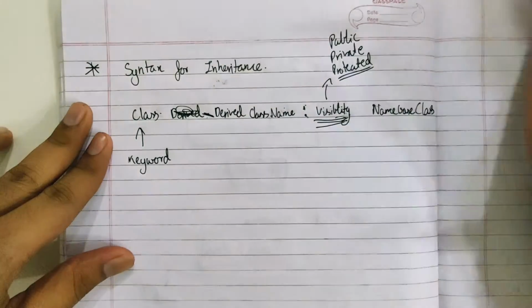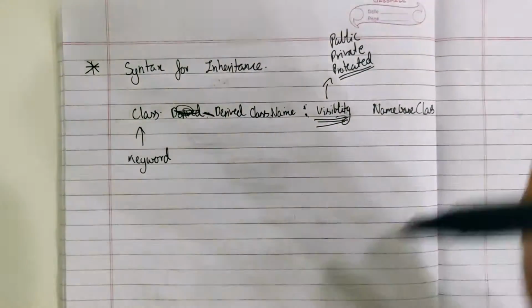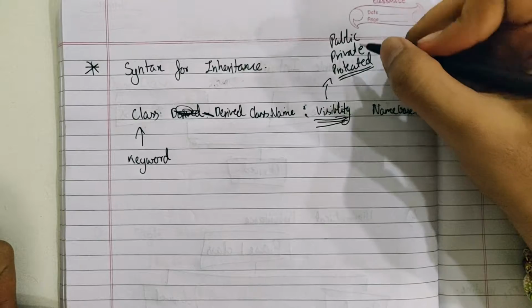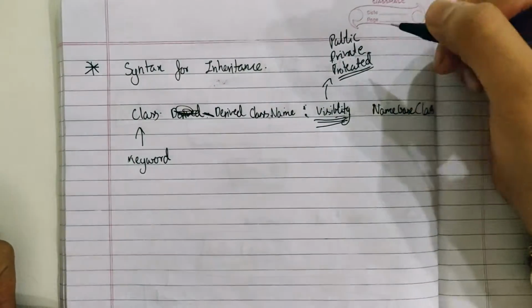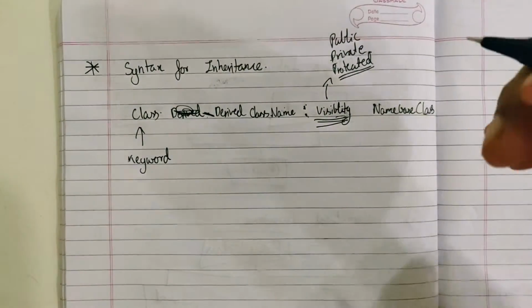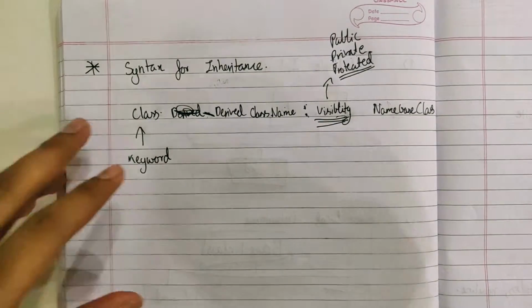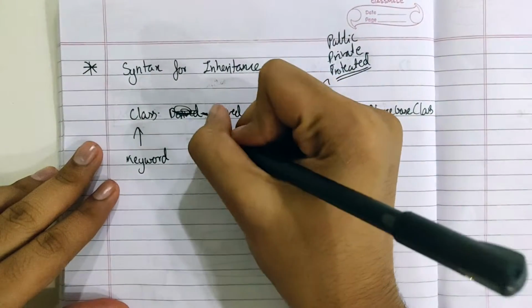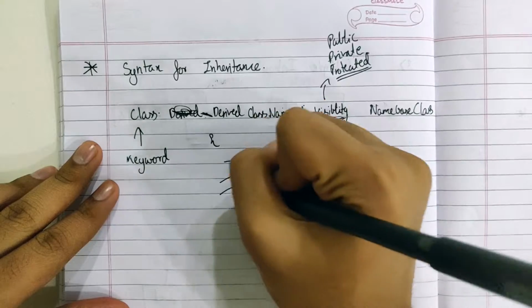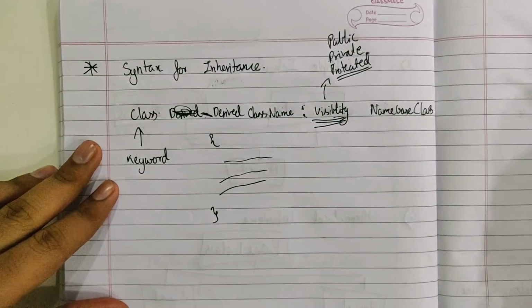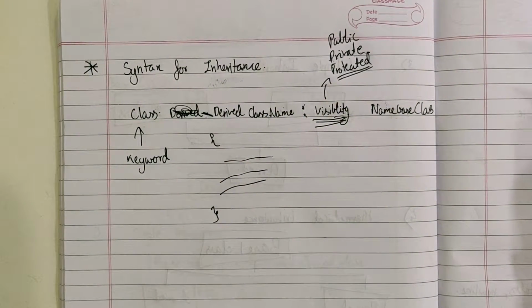If you don't set the visibility to anything, it will automatically become private. I'll show you that too. After you're done writing this, you make the brackets, you write the set of code, and you close it. This is the syntax. Now I'll show you an example.